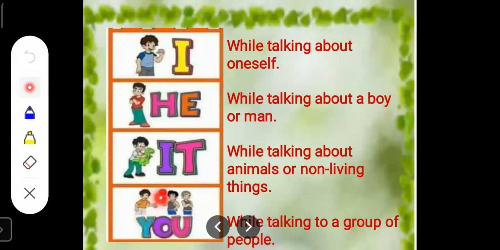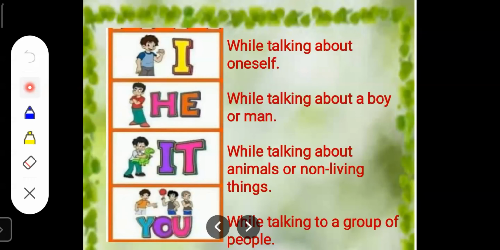When I'm talking to many people at a time, instead of taking all their names, I can tell you all, "Come here." So children, when talking to many people at a time, we can use the subject pronoun you.